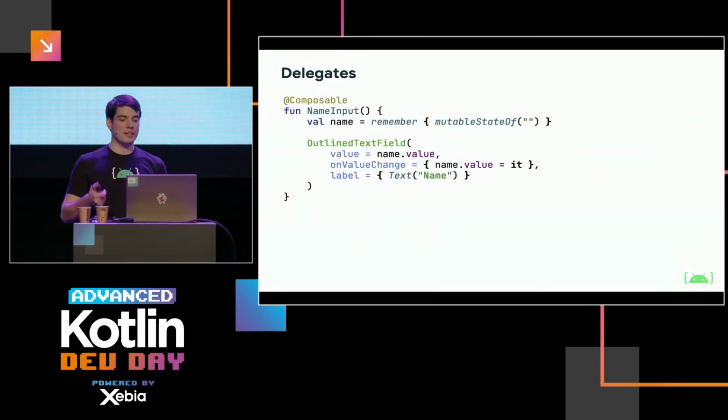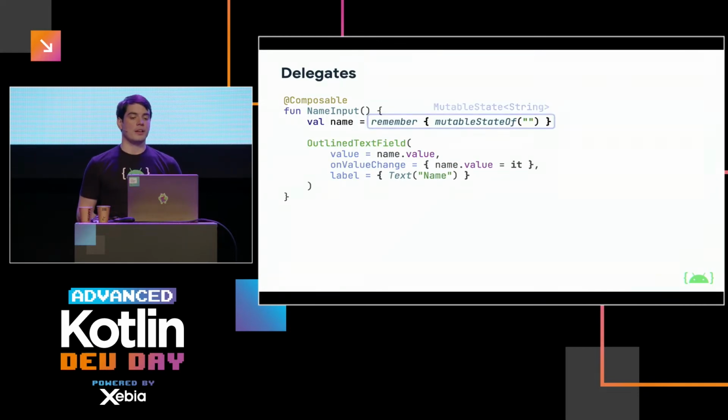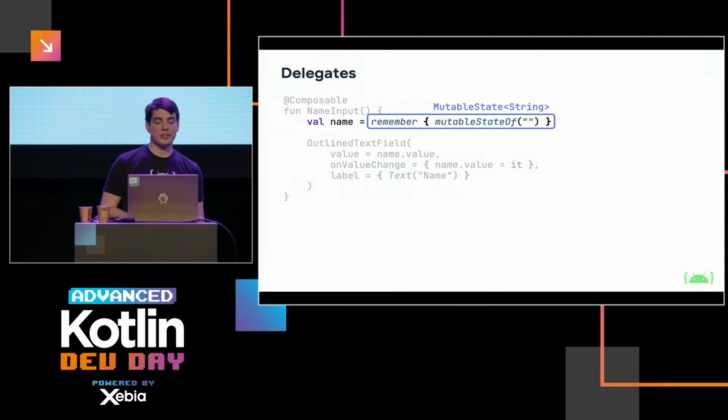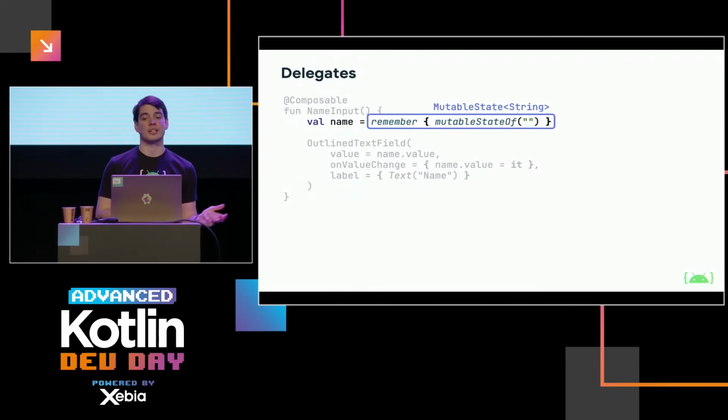So how are delegates used in Compose then? Here's an example of a name input field. We're creating a piece of composable state here, which is going to store the name. And then we're using the outlined text field function to give the user a field where the current value is displayed. And they can also type on the keyboard to edit the value. That piece of composable state is being created with these function calls, which we're not going to detail now. Just take my word for it that this creates a mutable state of string object.